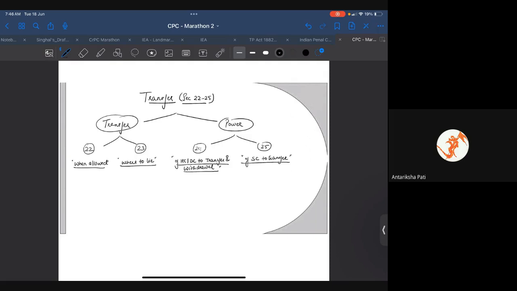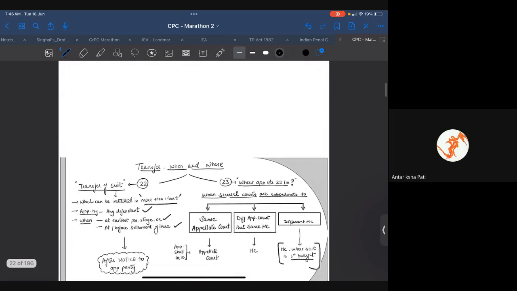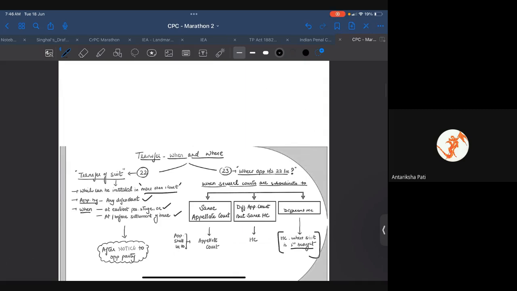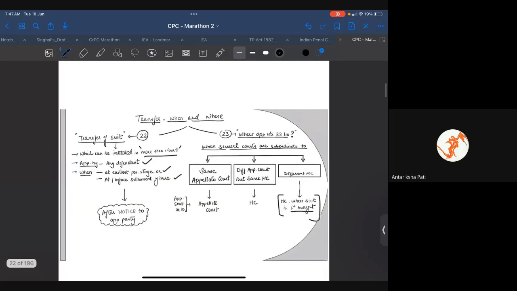If a suit can be instituted in more than one court, then on the application of the defendant at the earliest possible stage, or at or before the settlement of issues, after notice to the opposite party, this transfer can be done.